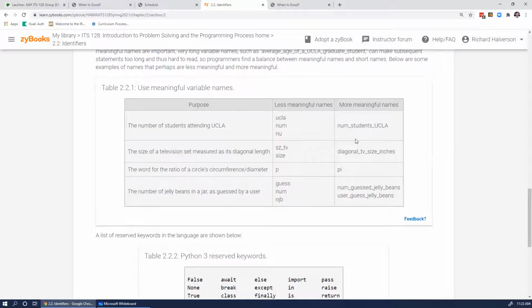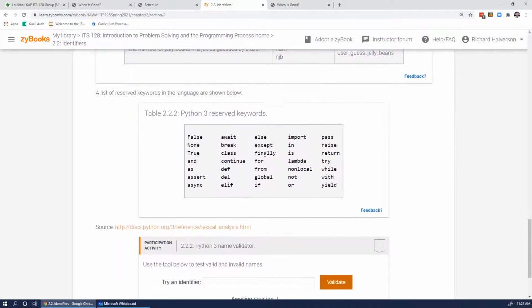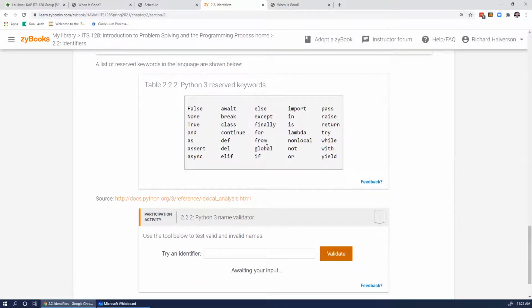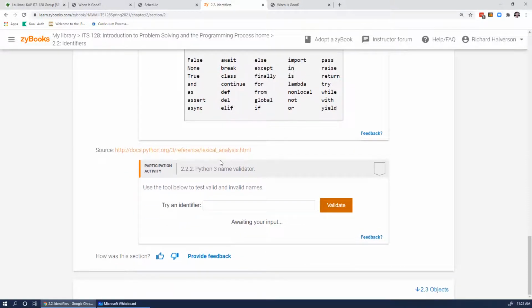All right, but they have recommended ways of naming these things. Okay, here's a list of the reserved words. There could be more reserved words, but here we go. They all mean something. This is a list of words that mean something in Python, if you want to know that. And there's a link to it.